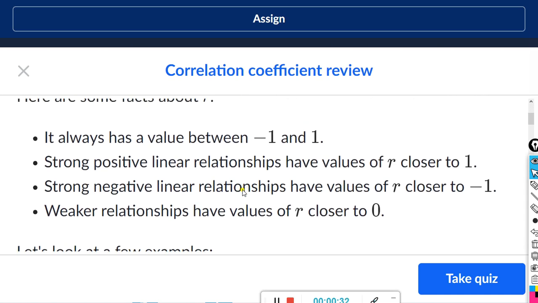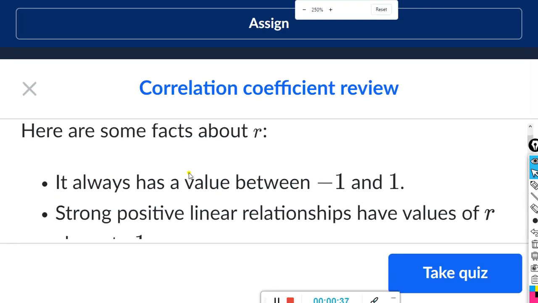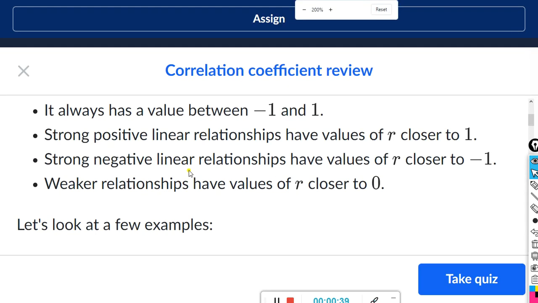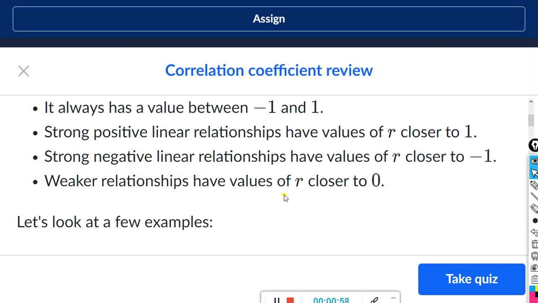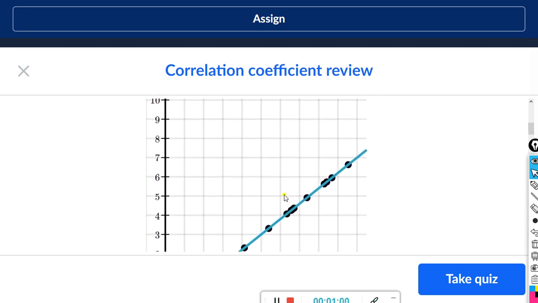So some facts about R. It always has a value between -1 and 1. Strong positive linear relationships have values of R closer to 1. Strong negative linear relationships have values of R close to -1. Weaker relationships have values of R close to 0. All right, let's look at a few examples.